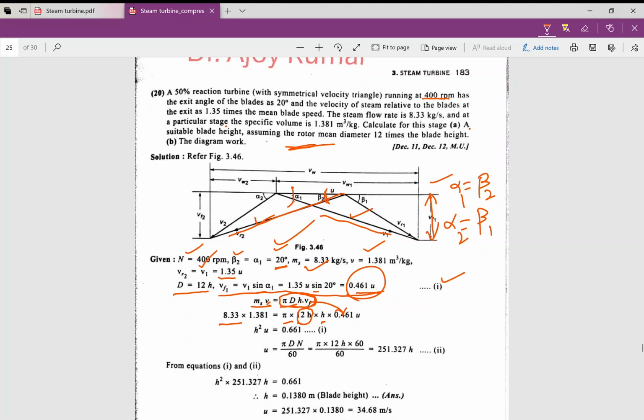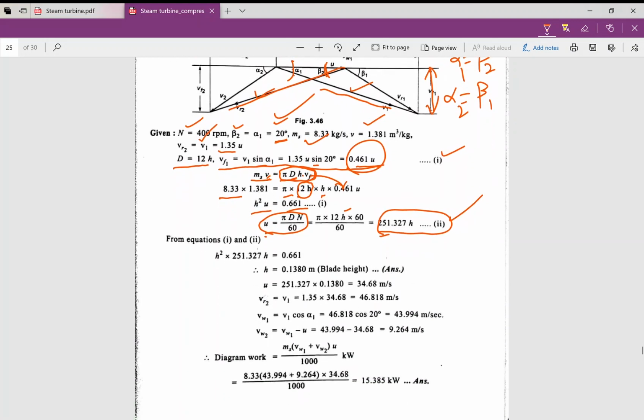So, H square u into this one. And u is already calculated, pi D N. This is also coming in terms of H. So u is finally coming in terms of H. Consider it as equation number 2. So by equating equation 1 and equation 2, we can write H square into 251 into H equal to 0.661.